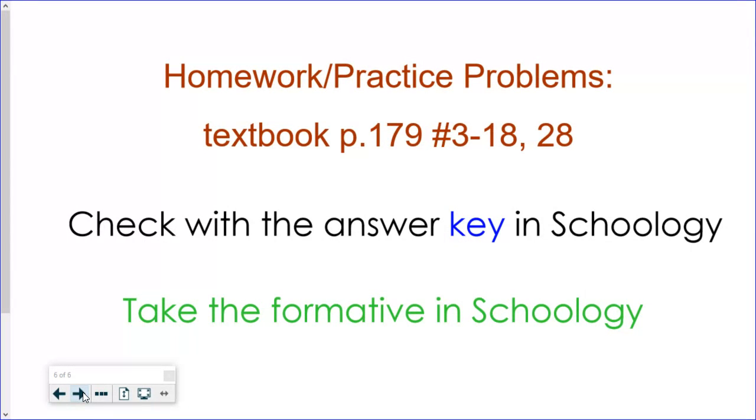Actually, I think the assignment is different in Schoology, so just double check that. Just see what the assignment is. This might be it, it might not. I don't quite remember, but look at your problems in Schoology. And take the little formative, and don't forget point-slope form, and check your homework.